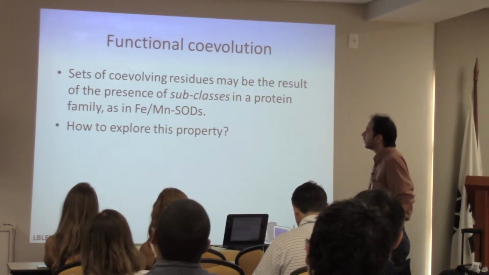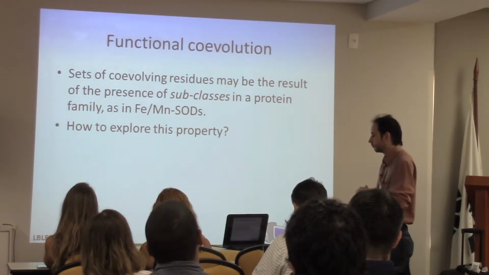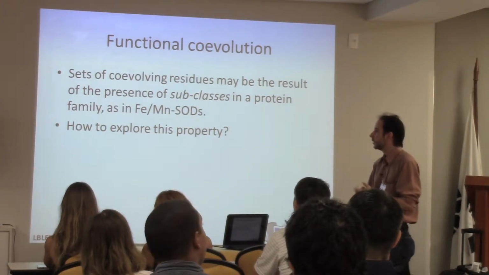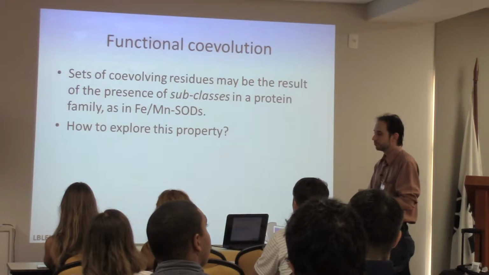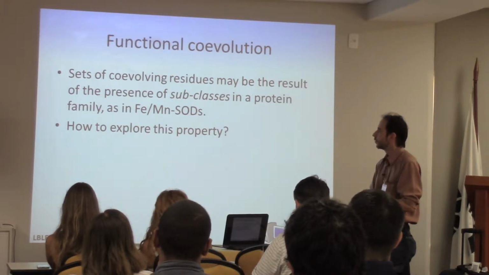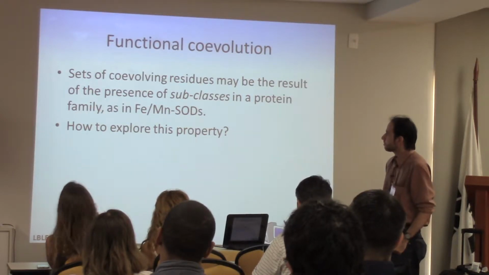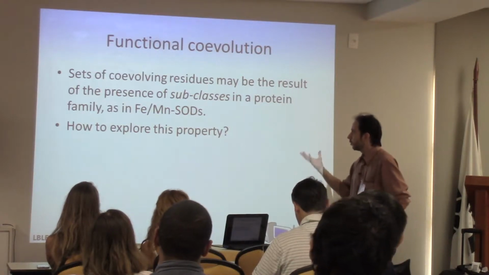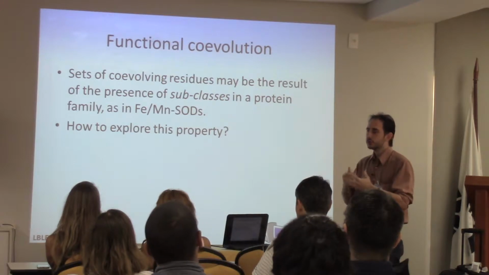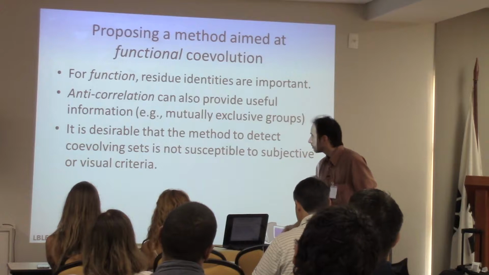And the last thing is functional coevolution, which is what we decided to focus on. There are other groups which are already doing a great job in detecting contacts, so we decided to go the other way and propose a method that would find functional coevolution from what we have in protein families. In this case, as we showed, if there are subclasses in a protein family, then we can find the sets of residues which are related to this function.